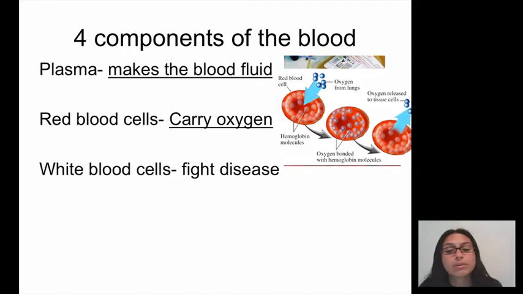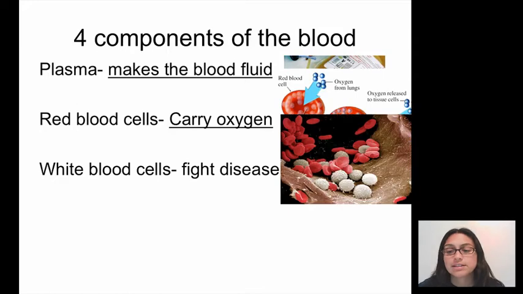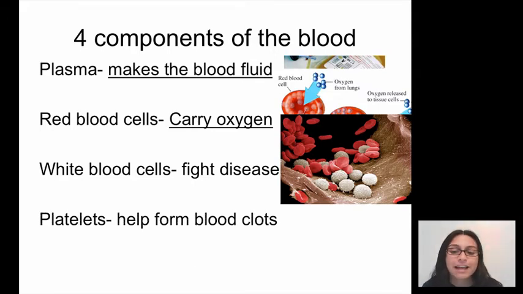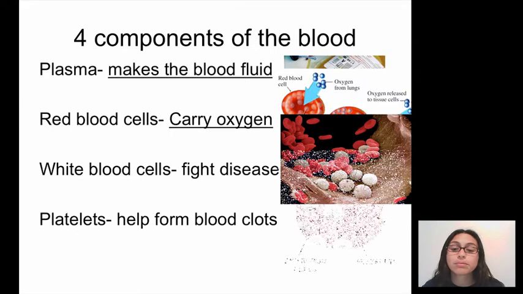The third is white blood cells, and these guys help fight disease. So we just finished up the immune system, and we know that our body is going to create certain types of cells that hunt and destroy specific types of bacteria and viruses. So we're looking at our white blood cells here. And finally, the last component of blood are the platelets. Okay, so platelets are what help form blood clots.